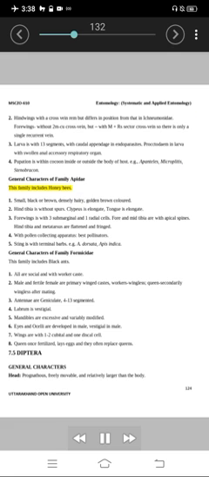Small, black or brown, densely hairy, golden brown colored. 2. Hind tibia is without spurs. Clypeus is elongate, tongue is elongate. 3. Forewings are with 3 submarginal and 1 radial cells. 4. Fore and mid-tibia are with apical spines. Hind tibia and metatarsus are flattened and fringed.